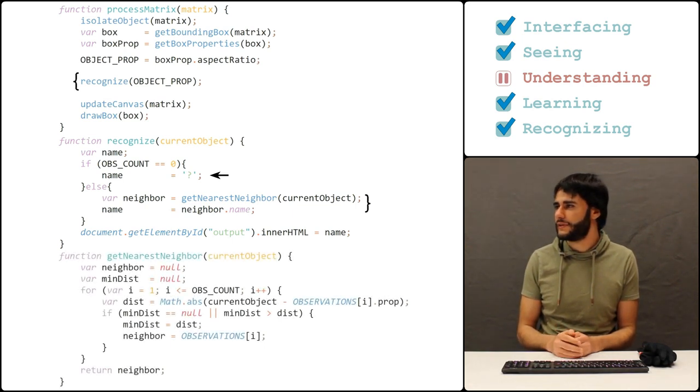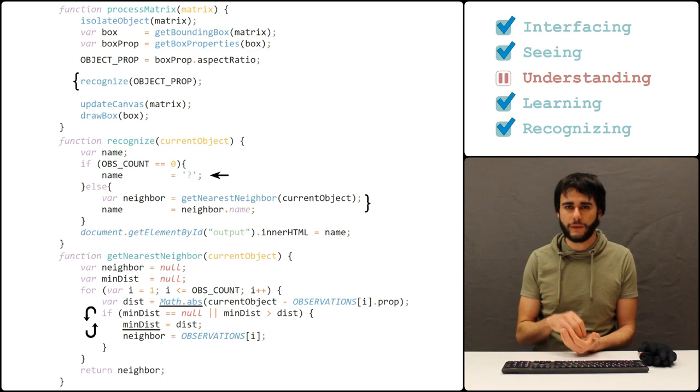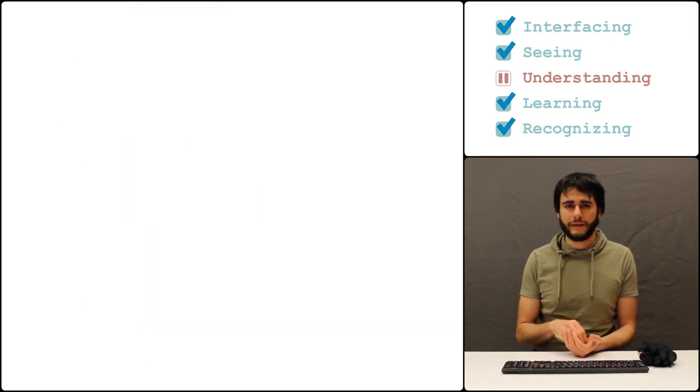To search for the nearest neighbor, I just calculate the distance to all past observations and keep the one with the minimum distance. And the distance function is just the absolute difference between the two values. That's it. We have a fully working app. But let's see how it really works.